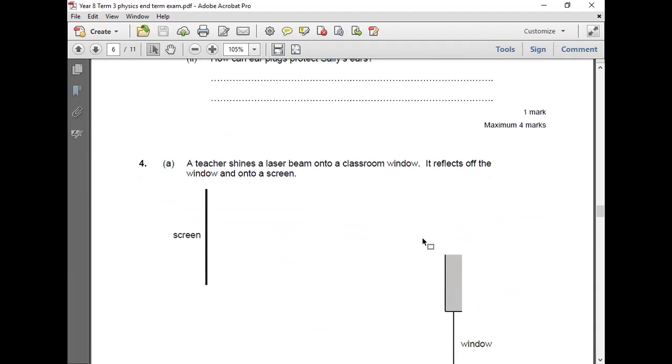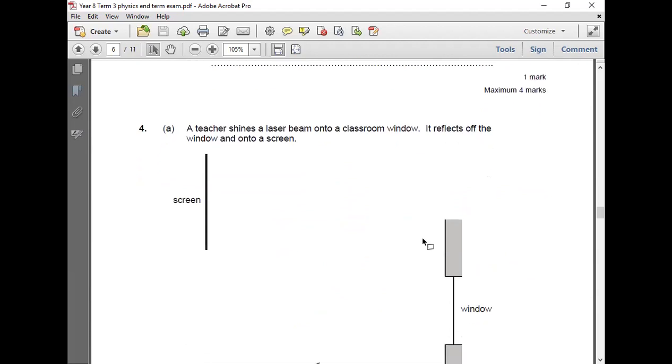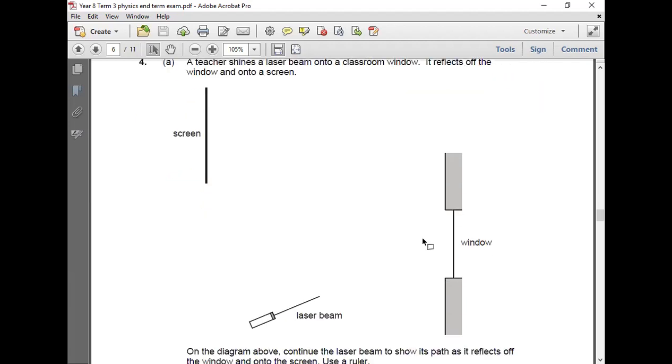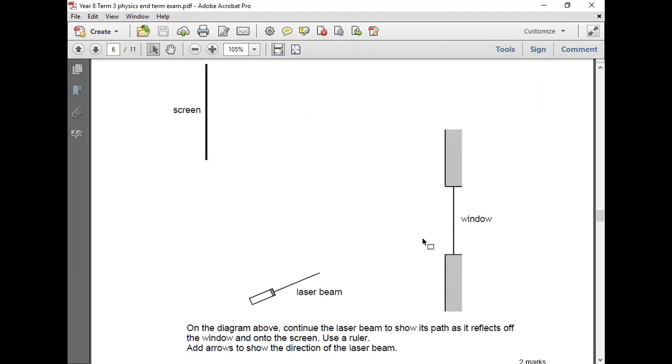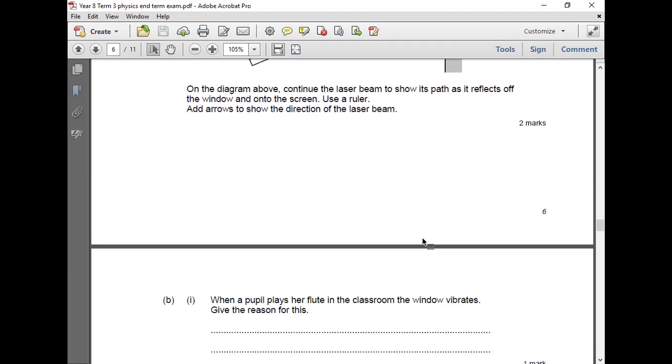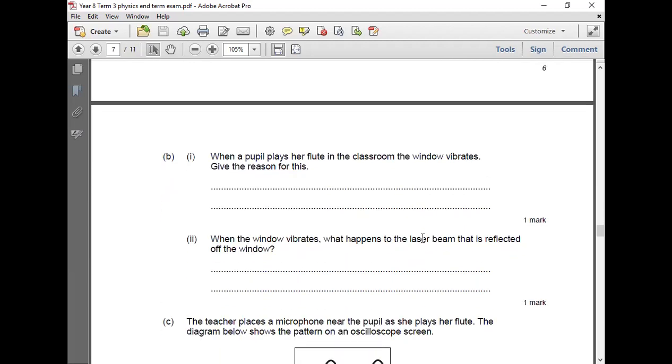Question number 4 says a teacher shines a laser beam onto a classroom window. It reflects off the window and onto the screen. So that's the screen, that's the window, and that's the laser beam. Then you use a ruler. So these are the questions.